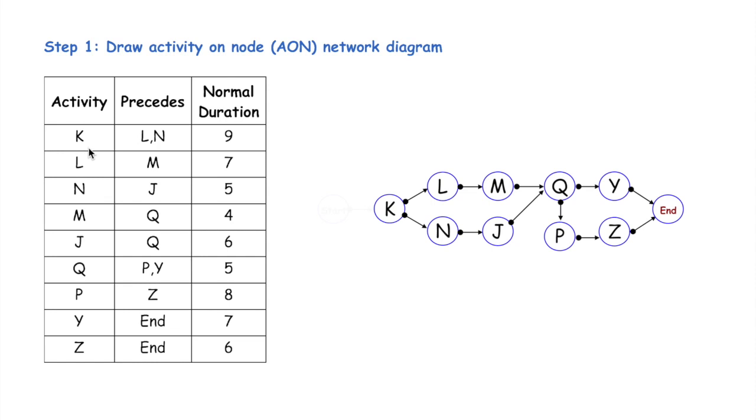Since activity K does not precede any other activity, we could argue that activity K is where the project sort of starts. So step 1 in tackling a crashing question is really to draw out a network diagram if one hasn't been offered to you already.